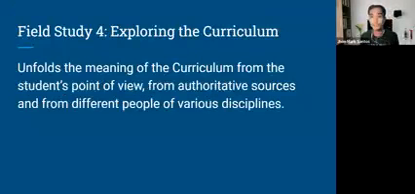For Field Study 4, it's about exploring the curriculum. As we all know, the curriculum is the core. When you explore the curriculum, it gives you the idea of what subject matter content you should attach, for you to be able to deliver effective and efficient lessons to your learners. So it unfolds the meaning of the curriculum from the student's point of view. Okay, next slide, please.